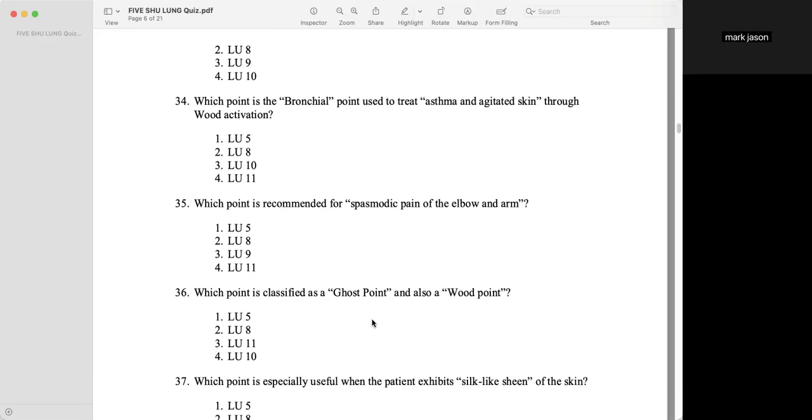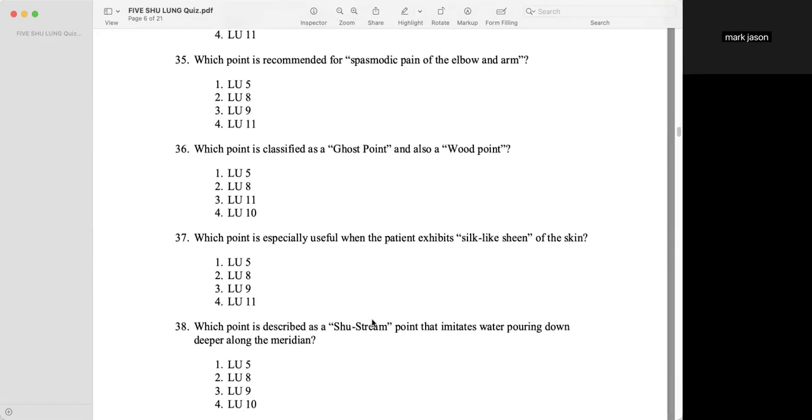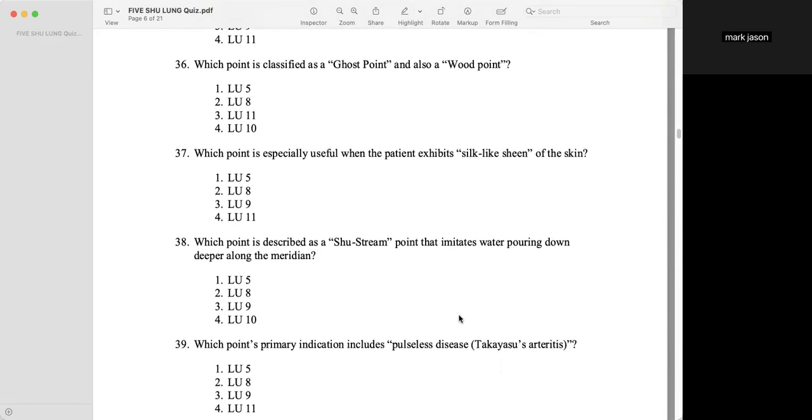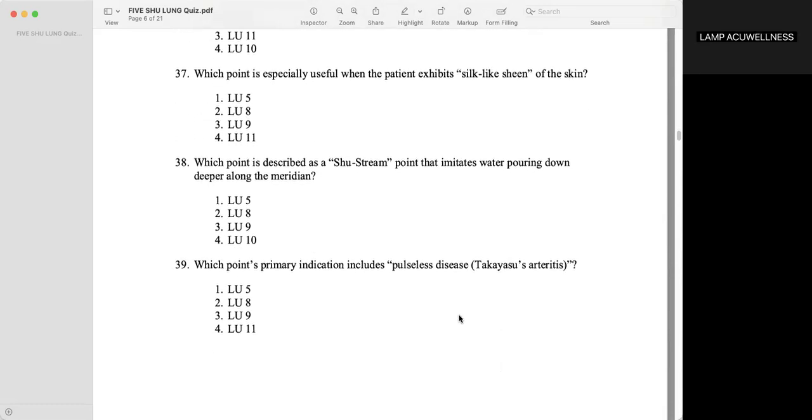Number 4, Lung 11. Which point is recommended for spasmodic pain of the elbow and arm? Number 4, Lung 11. Which point is classified as a ghost point and also a wood point? Lung 11. Which point is especially useful when the patient exhibits silk-like sheen of the skin?